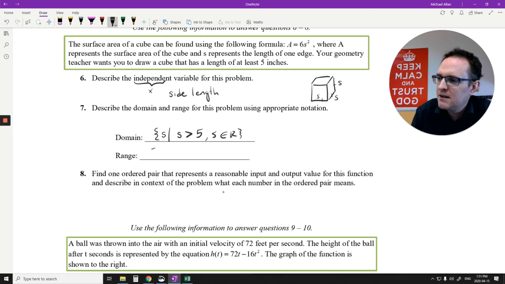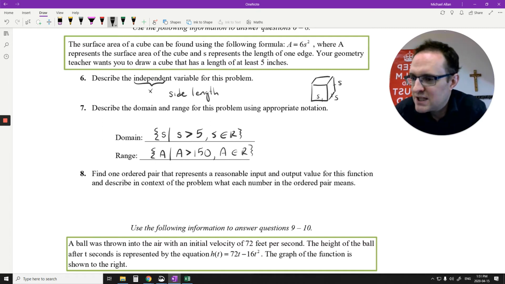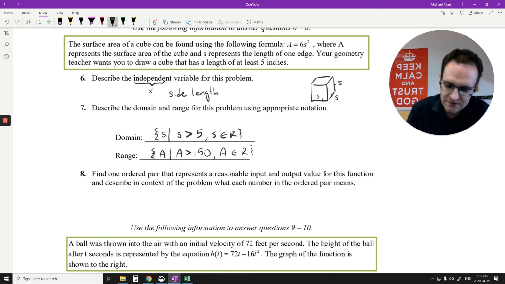And then my range is going to be my outputs. So that's my areas, my surface areas. And this has to be greater than, I'm just going to put that in my numbers. So I got 6 times 5 squared. It's 150. One ordered pair that represents a reasonable input and output for this function, and describe in context of the problem, or at least 5, sorry, I should put an equal sign on that one.